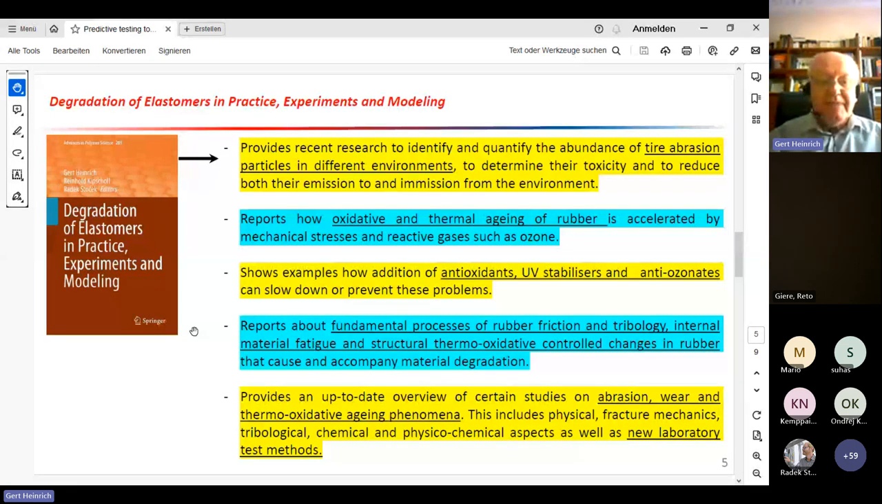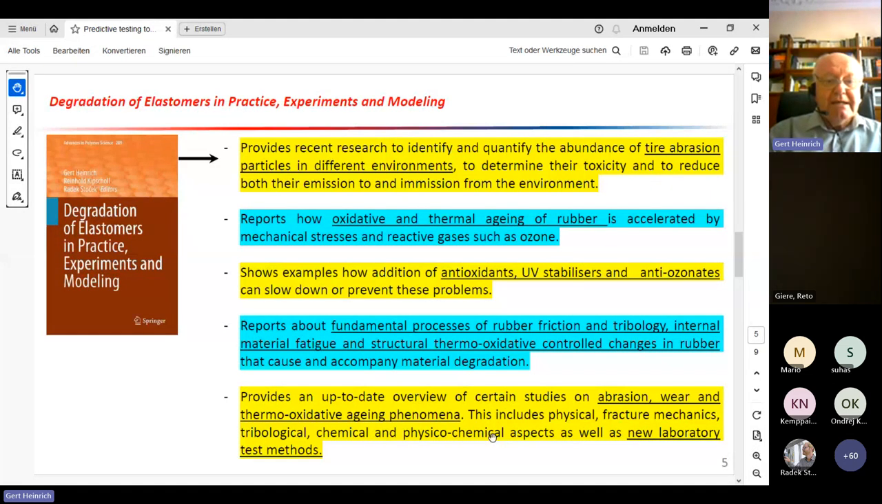And last but not least, I would like to mention that this book provides also an up-to-date overview of certain studies on abrasion, wear, and thermo-oxidative aging phenomena. It includes physical fracture mechanics, tribological, chemical, and physico-chemical aspects, as well as new laboratory test methods that allow us to predict in the laboratory in a very good manner a lot of these phenomena.